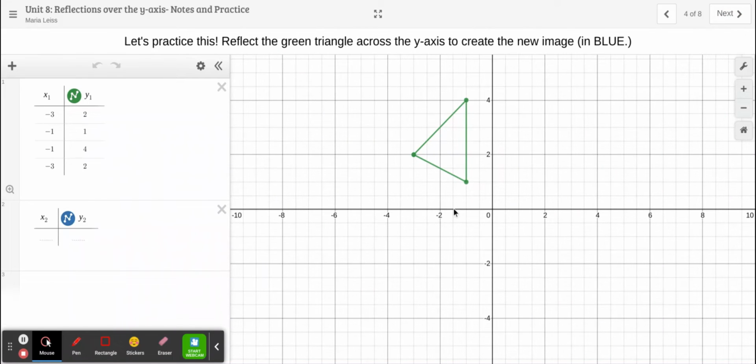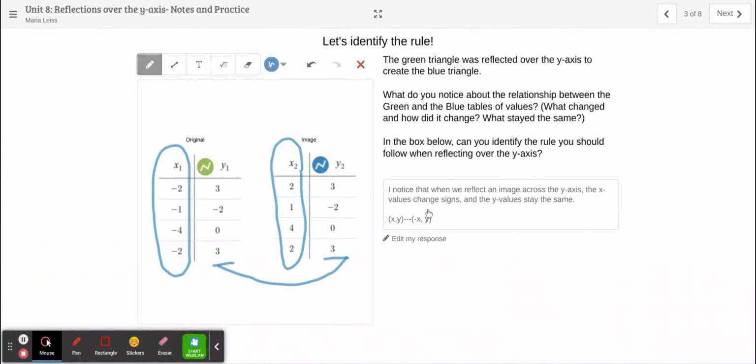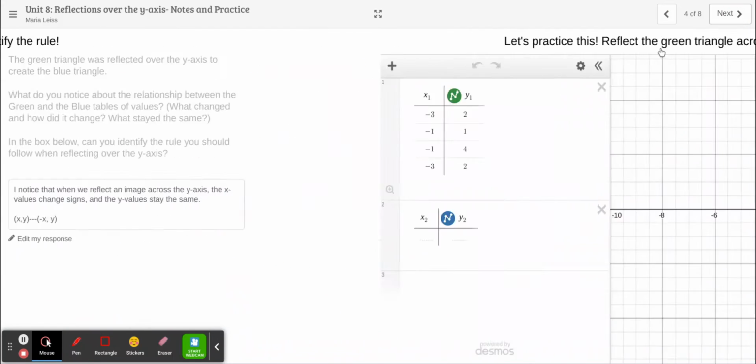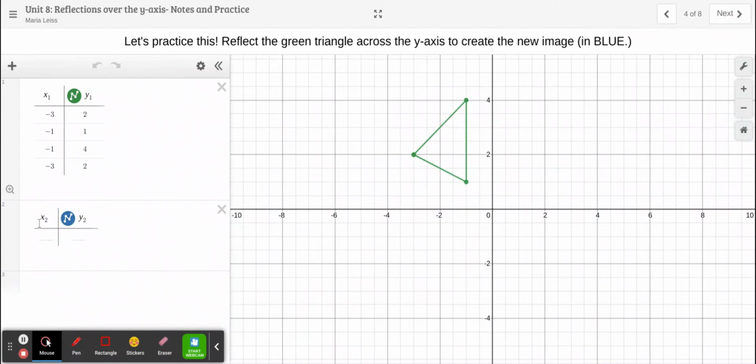So now you're gonna get to use some of the magic of Desmos on this. We have this green triangle that's graphed using these points. We're gonna come down here into this blue table, and we're gonna use that rule that we just found on these ordered pairs. So the rule, if you remember, says the x values change signs, the y values stay the same. My x value starts as a -3, so what is it going to become?